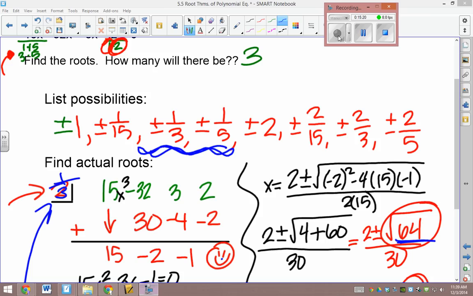I think I'm going to stop there. We have some more things that we can talk about when we get to class, how to deal with quartic functions when you're using the rational root theorem, and then how to solve our square root method quadratics as well.